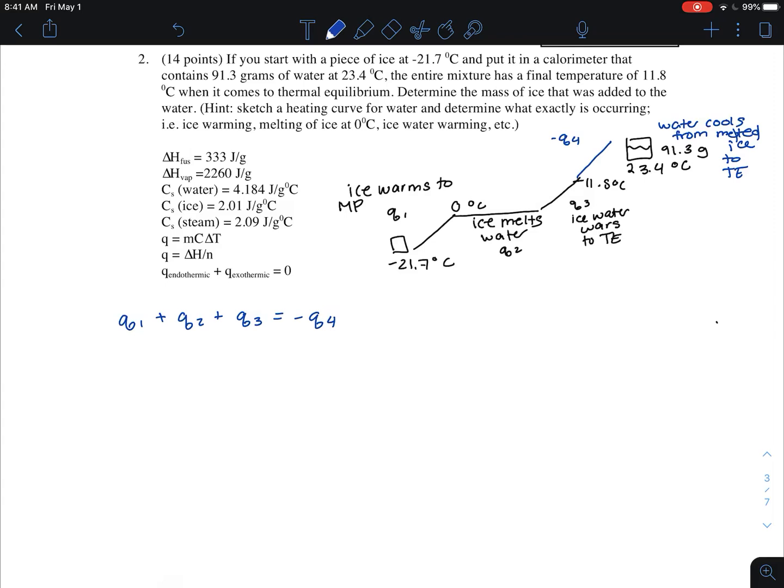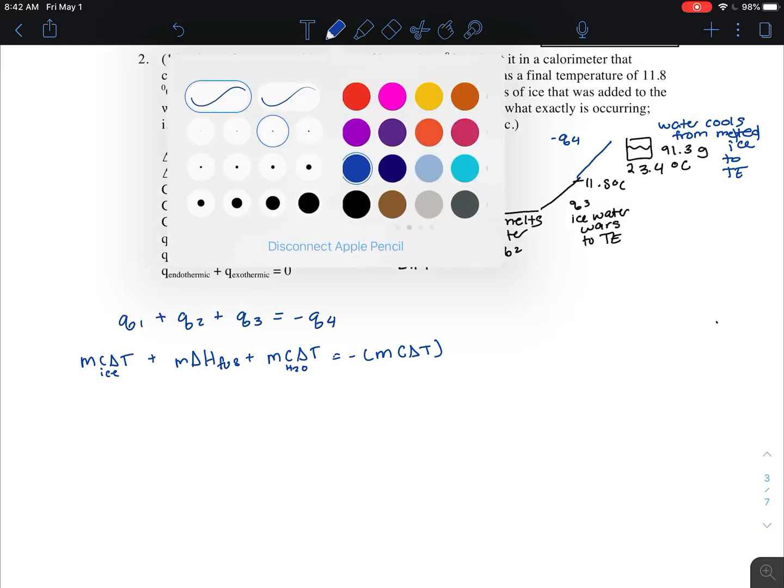So then you think, okay, when I have warming, I have to endure a temperature change because I have to reach the melting point. So this would be MC delta T of my ice. Then my second heat, I melt. There's no temperature change. So that's when I look at the heat of fusion since I'm melting. So I look at the mass times the heat of fusion. Then once I melted, I warm up to my thermal equilibrium. So again, MC delta T, where this time you are water, and at first you start with ice. Then your heat released is equal to also your mass times your specific heat times the temperature change.